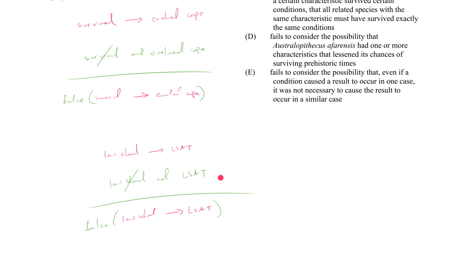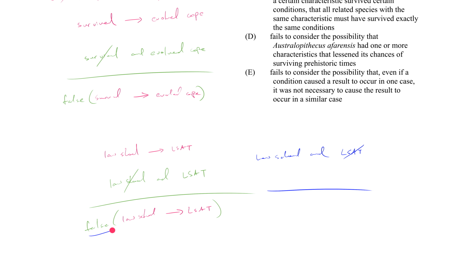To actually show that this is false, what do you actually need to do? If you really want to refute this claim, you would have to say, well, hold on a second. I know people who went to law school and didn't take the LSAT, right? Whatever it may be. Maybe they took the GRE, maybe they took something. It just doesn't matter. They just didn't take the LSAT. They went to law school anyway. Now I've refuted this claim.